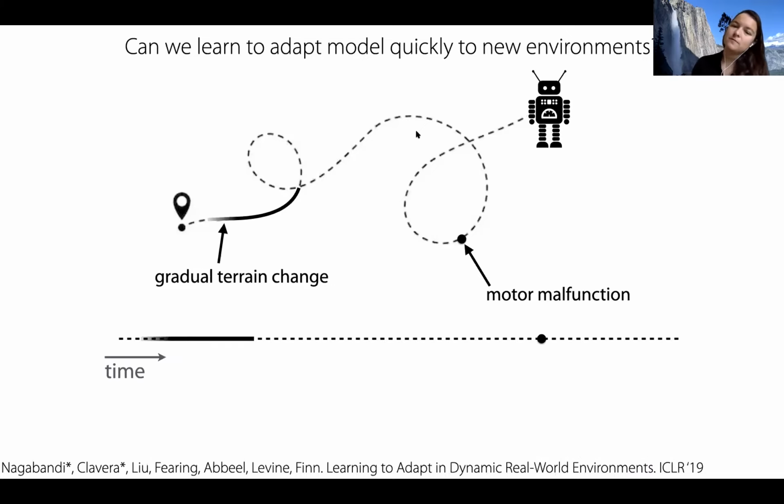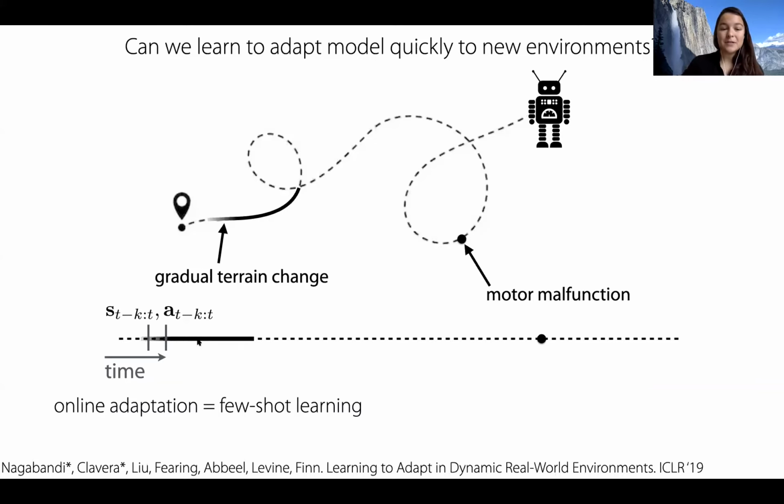And so the way that we're going to view this problem is we'll look at the robot's experience, and we want it to be able to adapt to a small amount of experience, for example, k time steps, so that it can actually use this most recent k time steps to produce a model that is accurate for the following time steps. And in particular, you can essentially view this problem of online adaptation as a few-shot learning problem, where we want to learn with a few, or k, data points of experience, such that we generalize well to the next number of time steps.